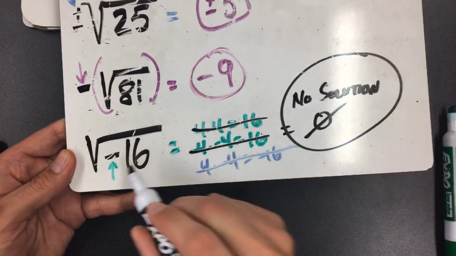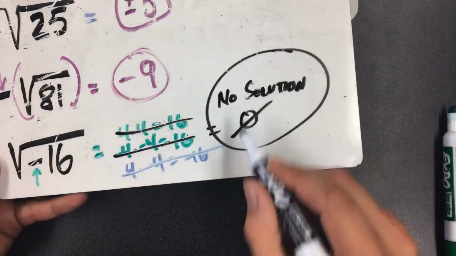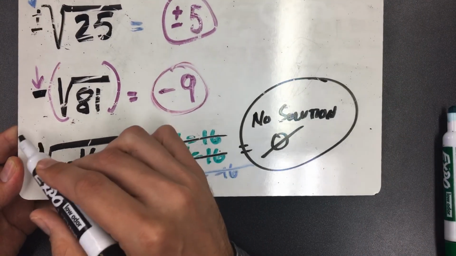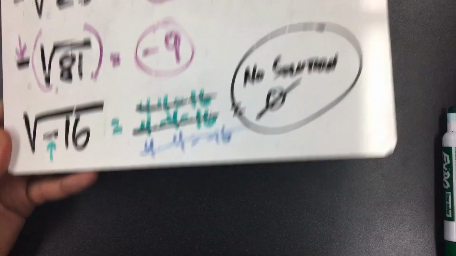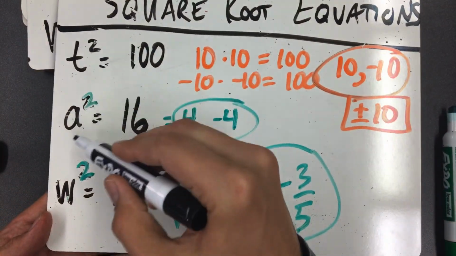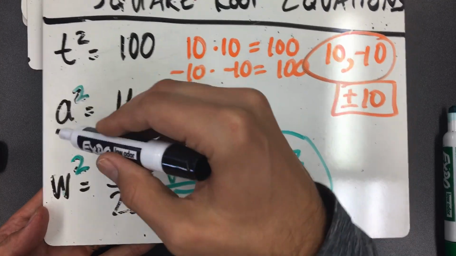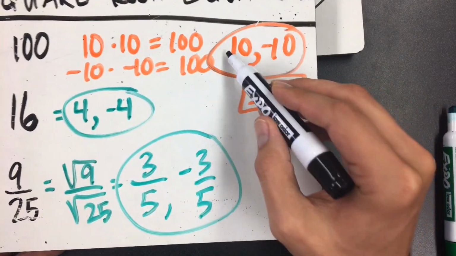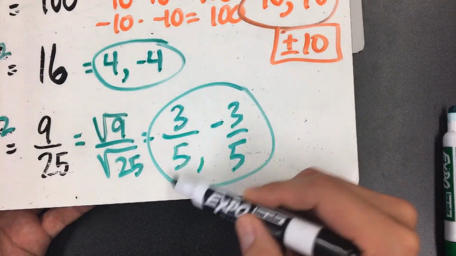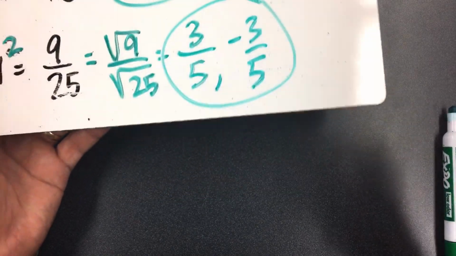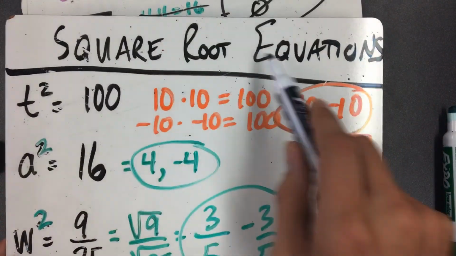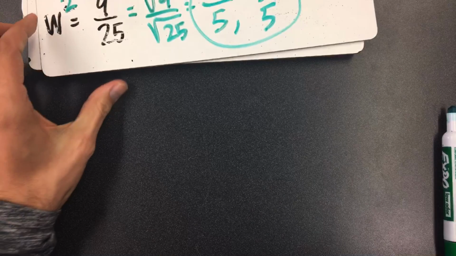Square roots are a little more specific. On square roots, a negative inside the radical is not possible. See, there's no number 3 right here. Also on square roots, if they give you an equation with a T, an A, a W, a C, you will always have two answers: 10 and negative 10, 4 and negative 4, 3/5 and negative 3/5. It only works like this on square roots, not on cube roots.